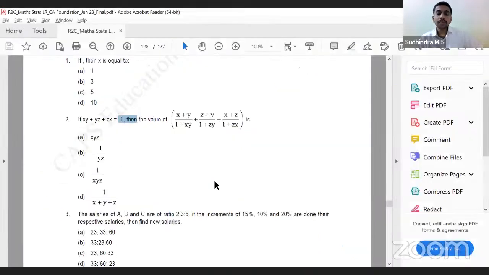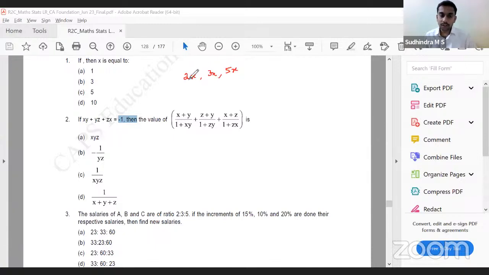The salaries of A, B, C are in the ratio of 2:3:5. If increments of 15%, 10%, and 20% are done in their respective salaries, find the new salary ratio. Option A, 23:33:60. So 2:3:5, I'll consider the salaries as 2x, 3x, and 5x.